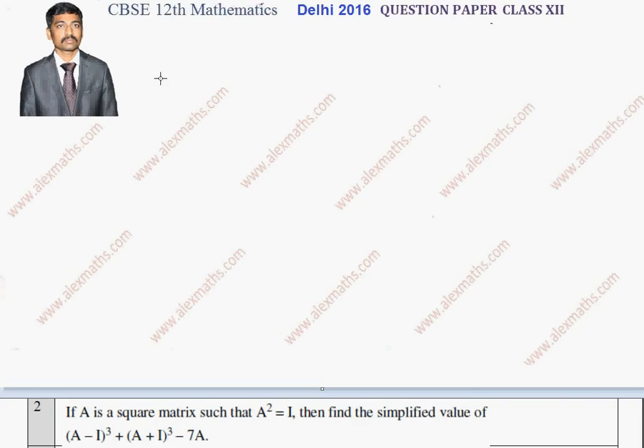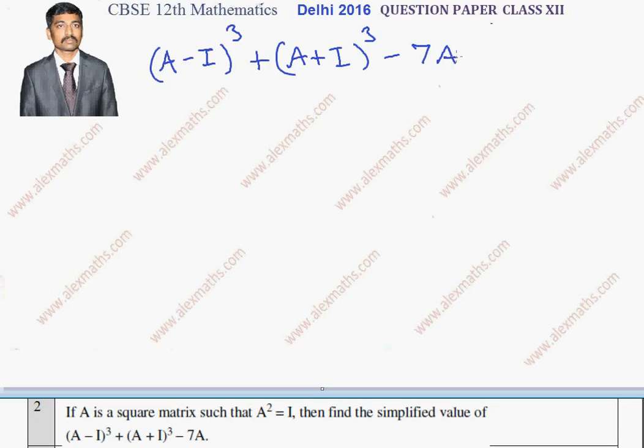Question number 2. If A is a square matrix such that A square equal to I, then find the simplified value of A minus I whole cube plus A plus I whole cube minus 7A. Now let us expand A minus I whole cube and A plus I whole cube. Then we will include minus 7A also. So this is A cube minus B cube minus 3A square B plus 3AB square. So this formula I applied.